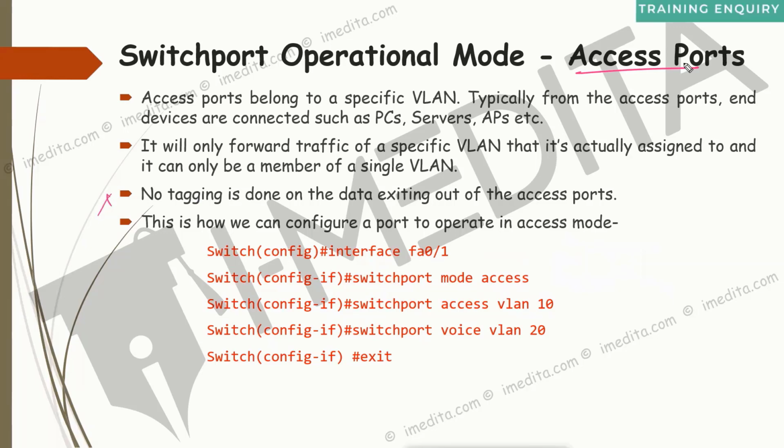So access ports are those ports where the end users, the end devices, are connected. They belong to one VLAN. They will send and receive the data for that VLAN only. And the traffic that exits out of the access port is not tagged. There is no information on the data that exits out of that particular access port that the data belongs to this particular VLAN.